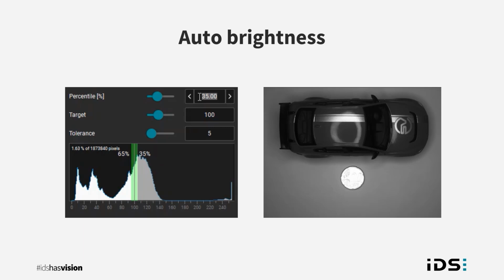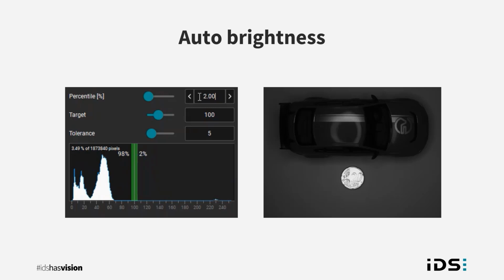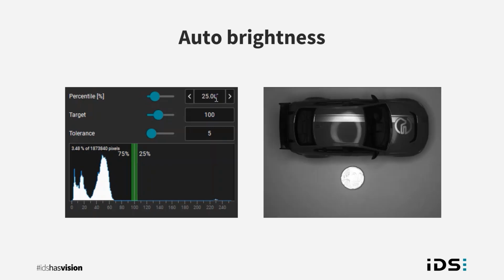In this example, with a lower percentile value, the shiny coin reflecting the light is the dominant area in the image against which the exposure and gain is adjusted, and all other areas in the image are darker and low contrast. By increasing the percentile value, we accept more bright pixels in the image, so the exposure and gain are adjusted up and the overall brightness of the image is higher.